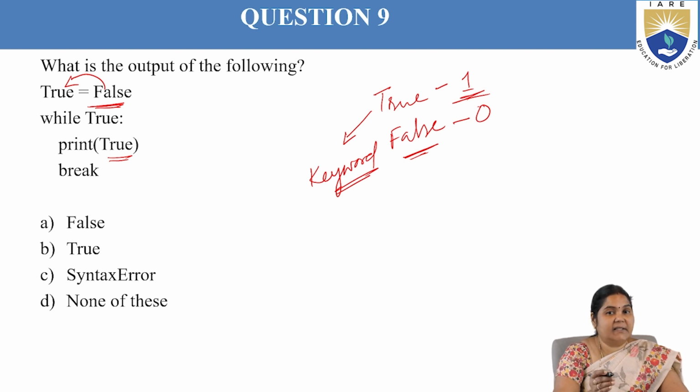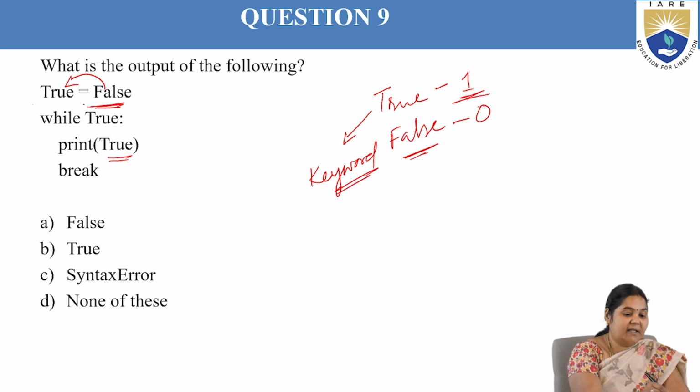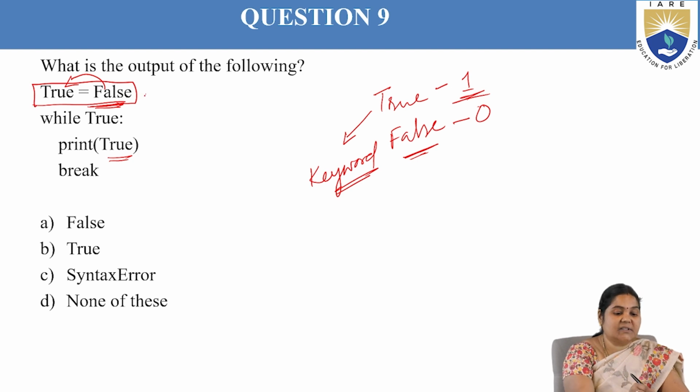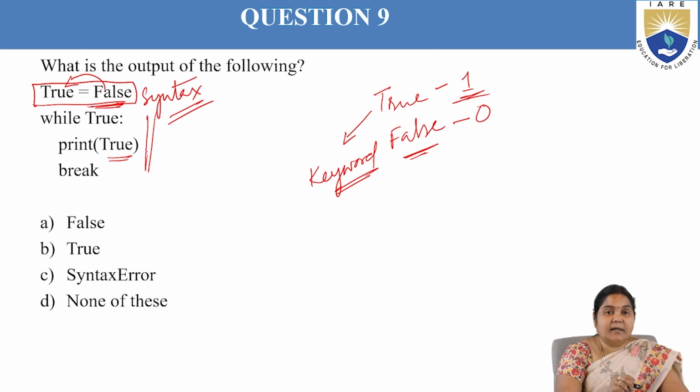So, this error is related to the syntax, that you cannot assign a Boolean value to another Boolean value. True equal to false or false equal to true. You cannot write this kind of statement. So, this is the error related to syntax. The remaining part of the problem is okay, but this line is a syntactical error. So, you cannot think of these two outputs. This is the only syntax error, because true is a keyword and its value cannot be changed, and you cannot assign another Boolean value to it.